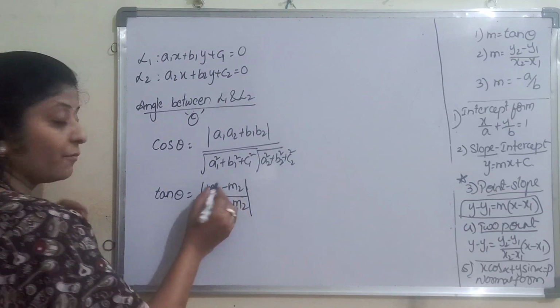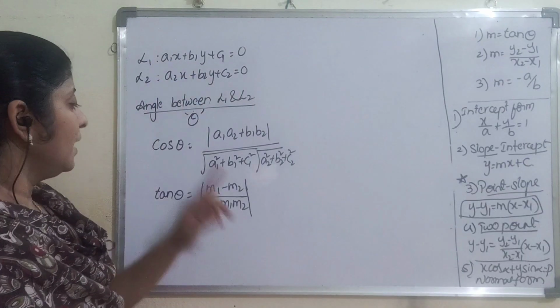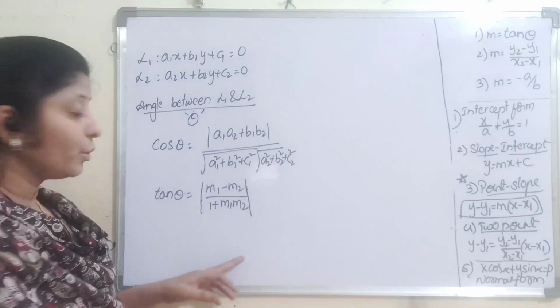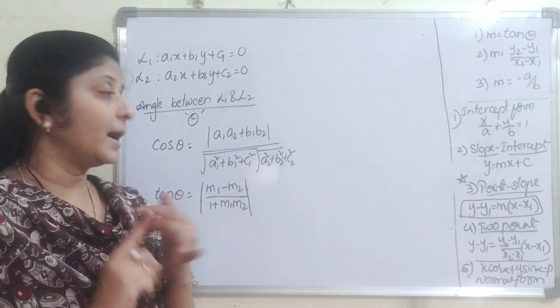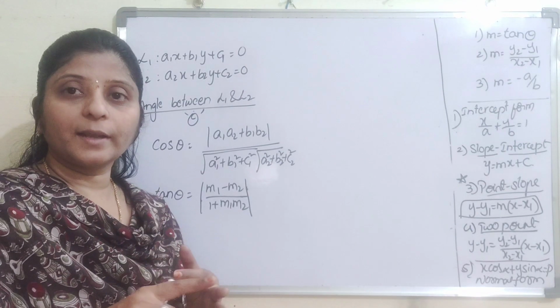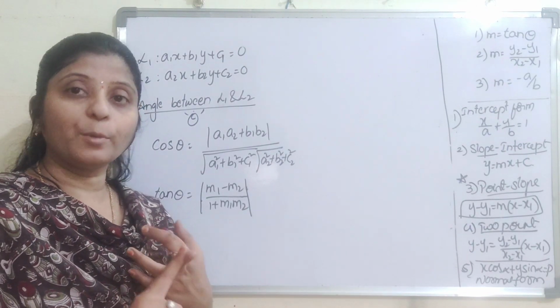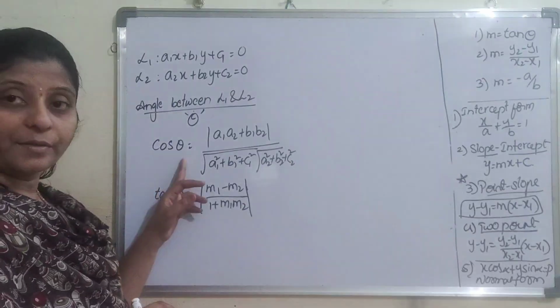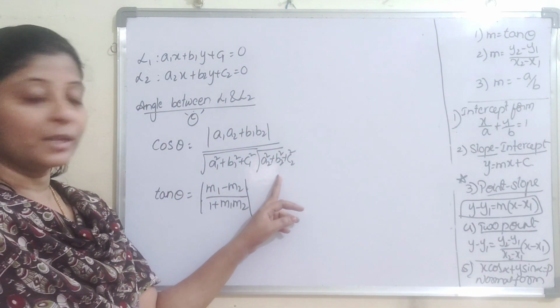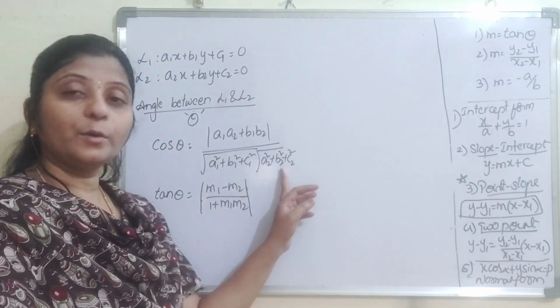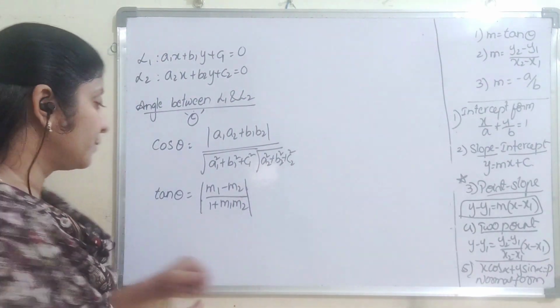If you replace M1 as minus A1 by B1, M2 as minus A2 by B2, you will get some tan theta. After that, finding the opposite side using a right angle triangle, with opposite, adjacent and hypotenuse, you will get cos theta like this: A1 A2 plus B1 B2 by root A1 square plus B1 square plus C1 square, under root A2 square plus B2 square plus C2 square.